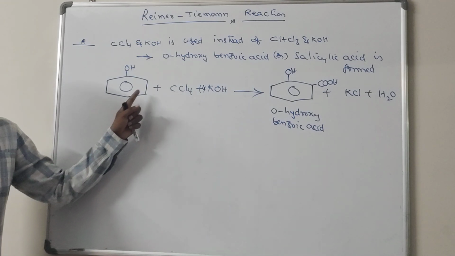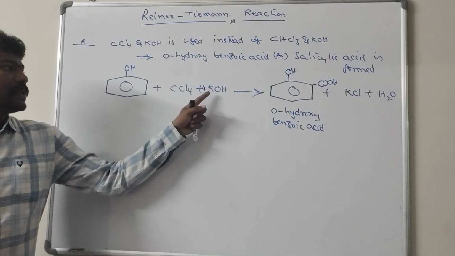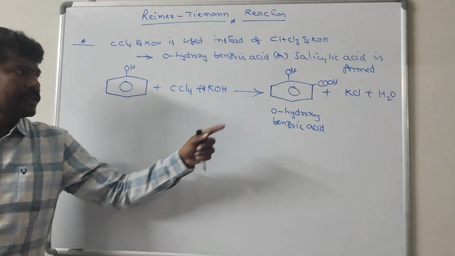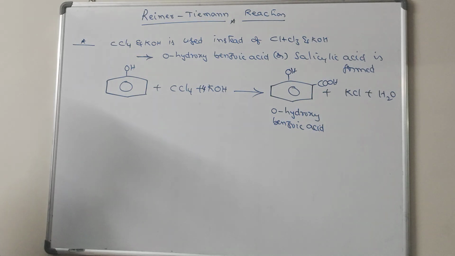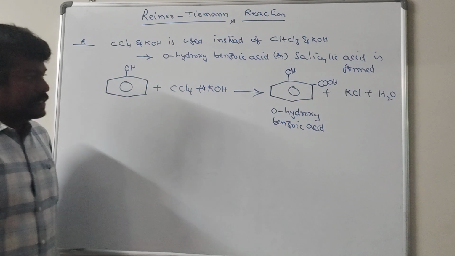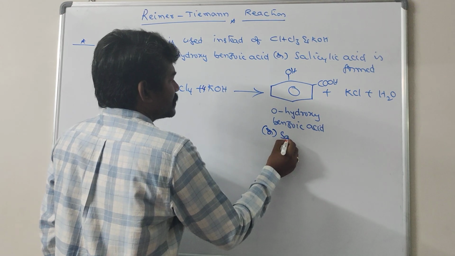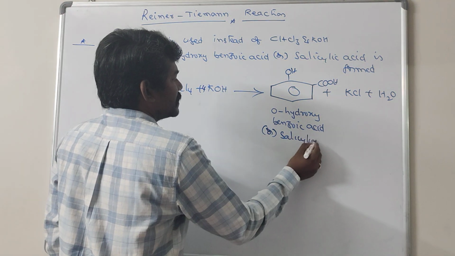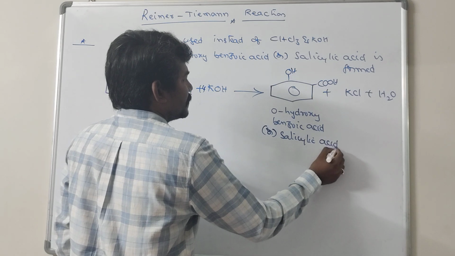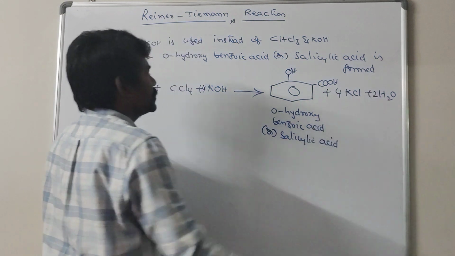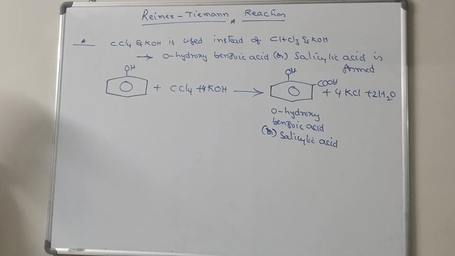So phenol is treated with CCl4 and KOH mixture, or alkaline carbon tetrachloride solution. We get orthohydroxybenzoic acid. This is known as salicylic acid. Here, 4 moles of KCl and 2 moles of water molecules are obtained.